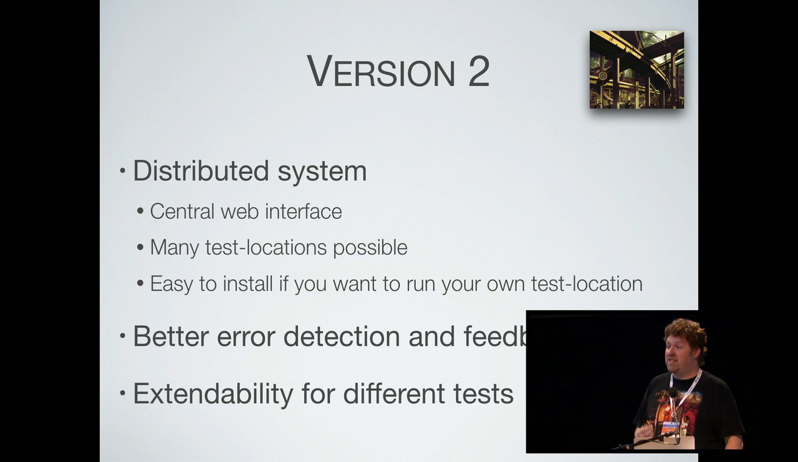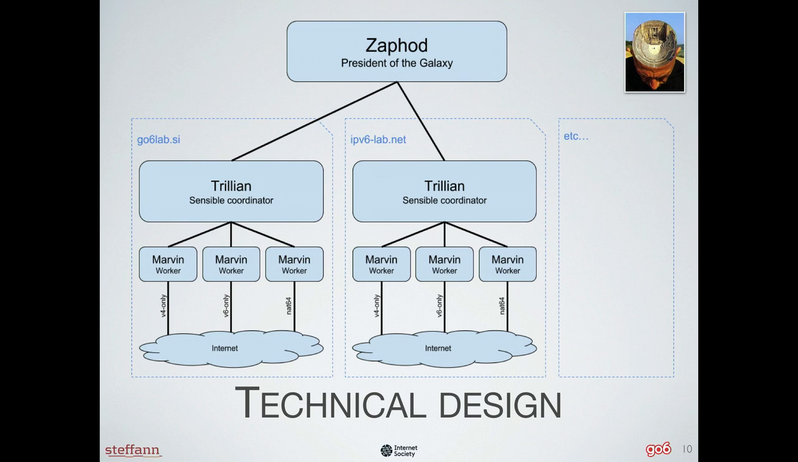So as Jan said, a bit of a systematic chaos, but it's actually pretty well designed, I think. There we are. We use some familiar names in the naming scheme of the different components. We have Zaphod at the top, the president of the galaxy. We have some Trillians underneath which run the different test locations. And of course, all the menial work is done by Marvin.